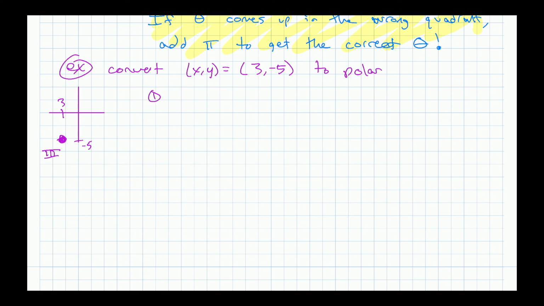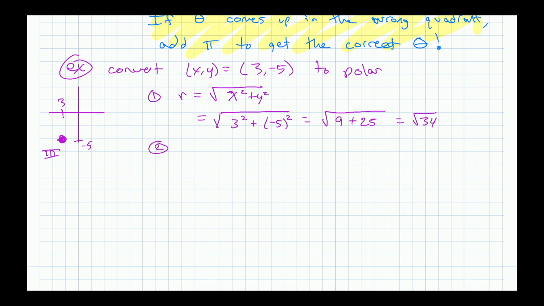So we're going to compute the r. R is square root x squared plus y squared. Put in your numbers. 3 squared plus, careful with parentheses, calculate that. So we got square root 9 plus 25, which is going to be square root 34, which is going to be what? Does that simplify? No, it's just square root 34. So that's easy enough.